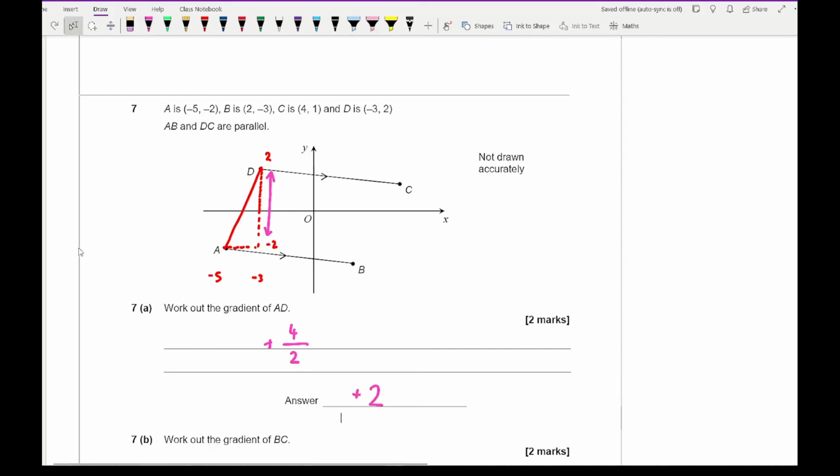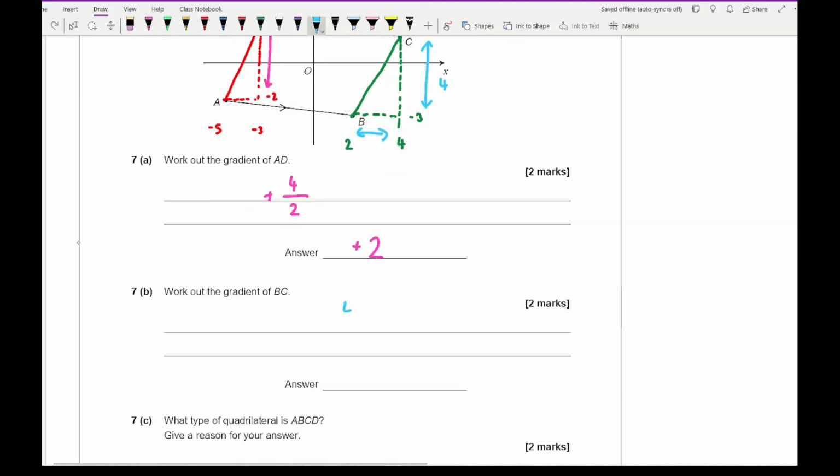It then says work out the gradient of BC. So again, if I do exactly the same, so if I draw a line, and then turn that into a triangle. Now here, looking at the coordinates of C, this is at 4 and B is at 2. So I'm looking there at the x ordinates. Then if I look at the y ordinates of C and B, I've got minus 3 and I've got 1. So here I'm going to have a height of 4 and a base of 2. So here it's going to be 4 divided by 2, which is positive 2 again.